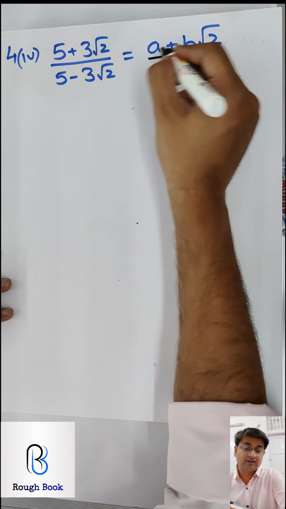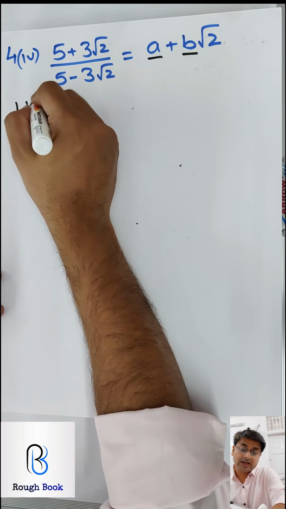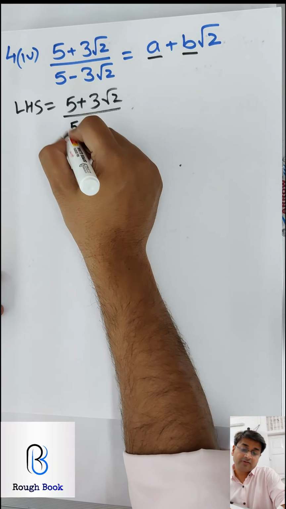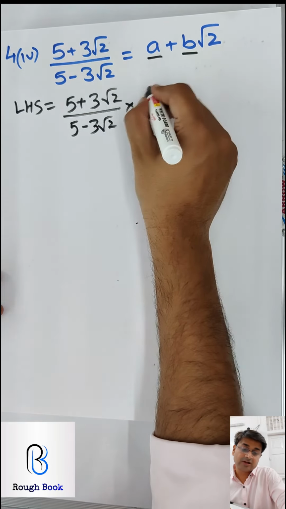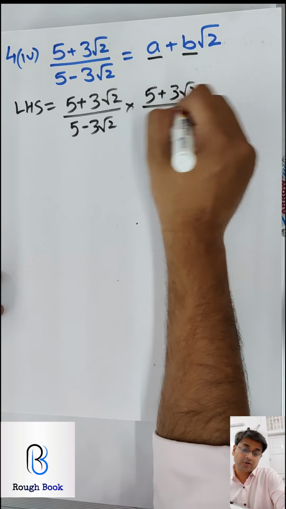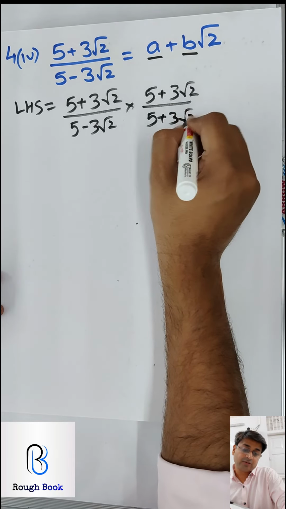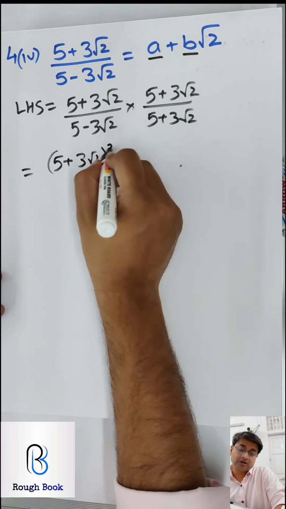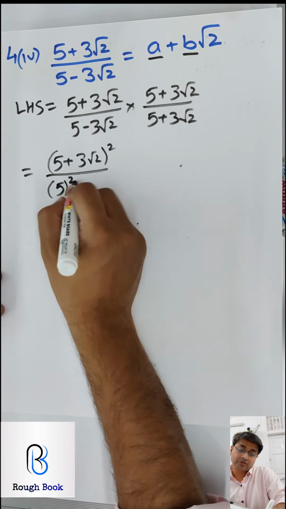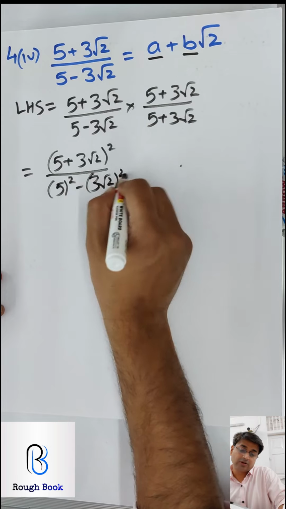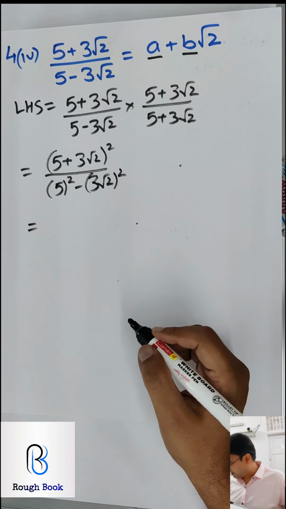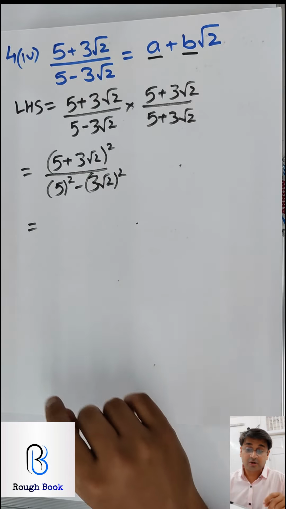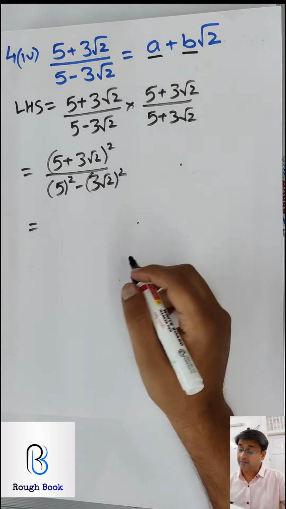Again the same way, find the values of a and b. So LHS, 5 plus 3 root 2 upon 5 minus 3 root 2. So multiply it with 5 plus 3 root 2 upon 5 plus 3 root 2. So what do you get? a plus b the whole square, a square minus 3 root 2 the whole square. So what do we do now from here? Come on, pick up. Pause, try on your own, get me the correct answer for a and b, don't go wrong, okay?